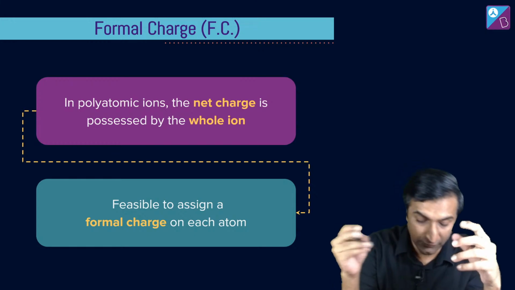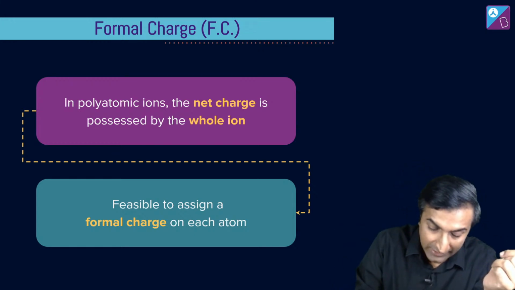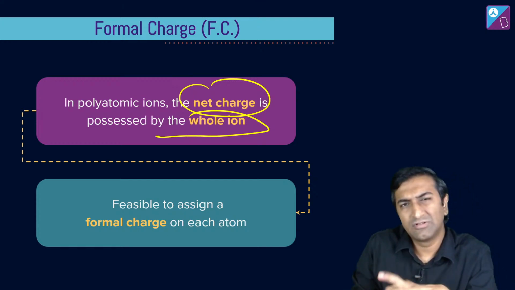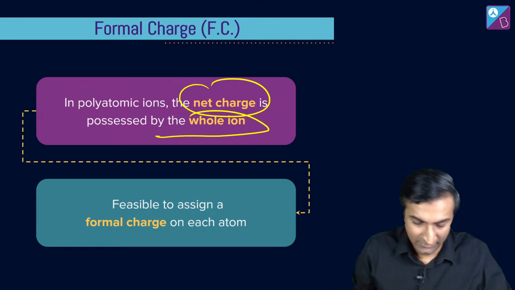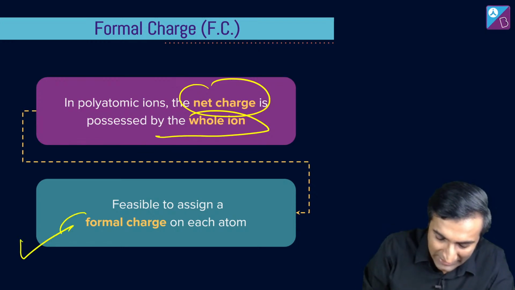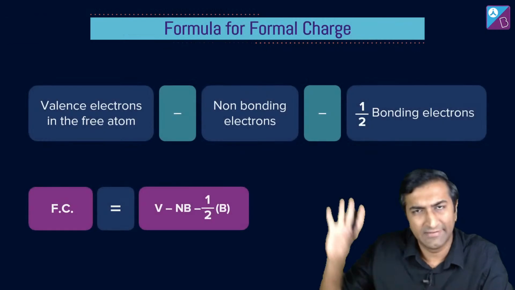In polyatomic ions, मतलब कि अगर 2 से ज्यादा ions हो, net charge possessed by the whole ion should be the lowest. ठीक है? That's the general idea. And it's feasible to assign a formal charge on each atom. What do you mean by formal charge? This is the definition. ठीक है?